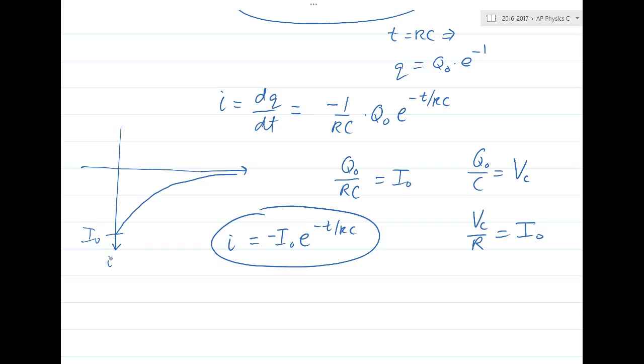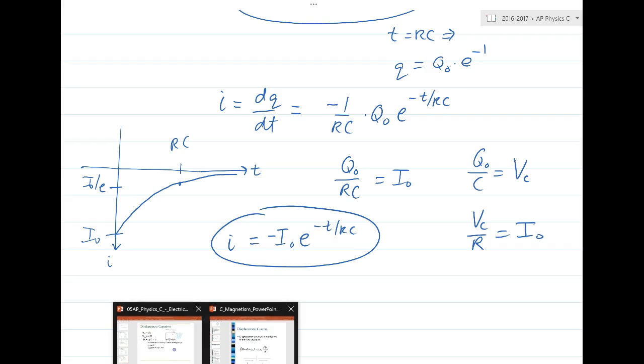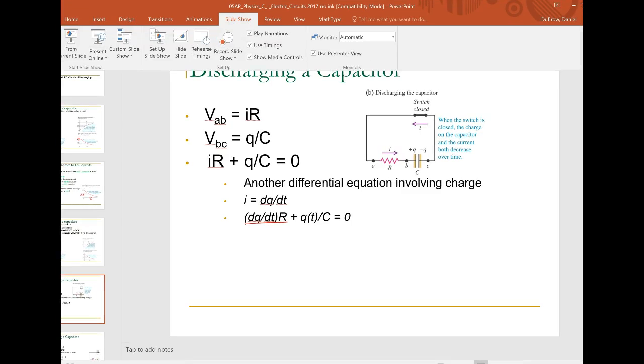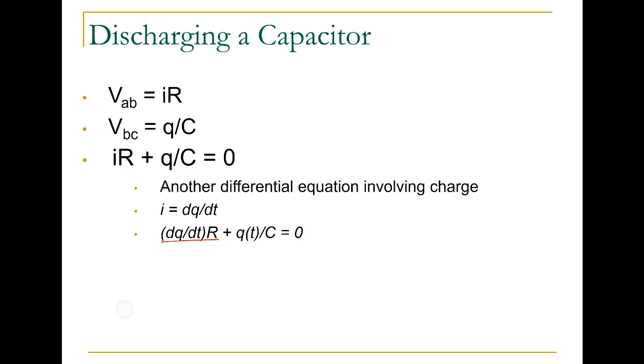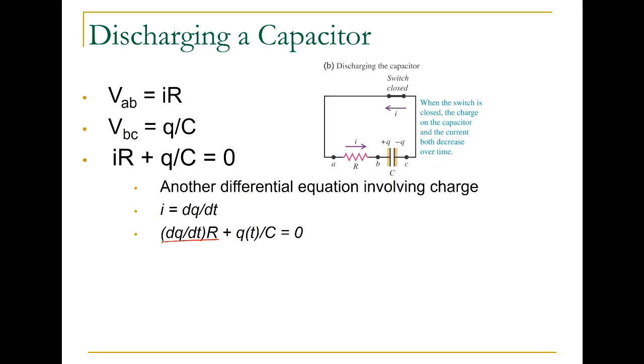Okay, so if this is current and time, again we can mark RC on here, and we get I naught over e after a time constant of RC. Okay, so back to our PowerPoint here. All right, and so that's what our diagram looked like of the circuit.